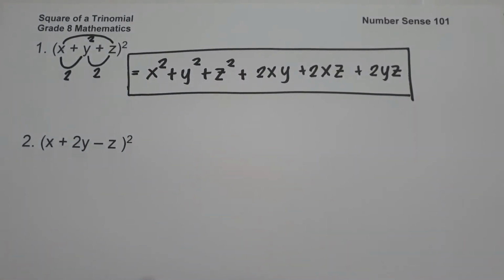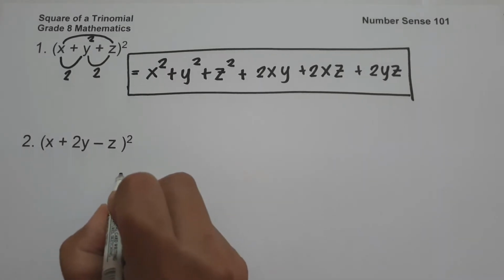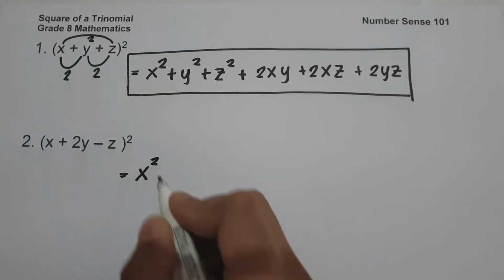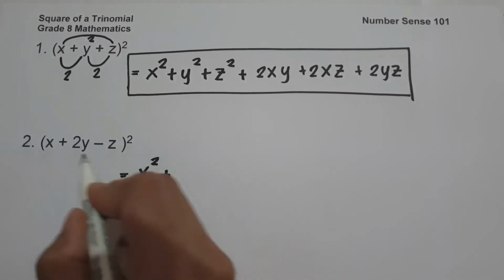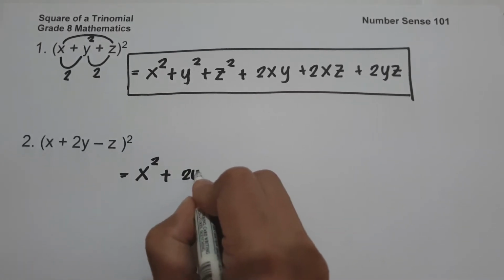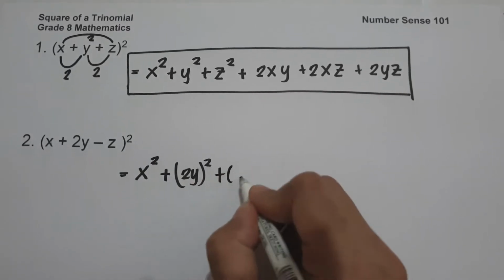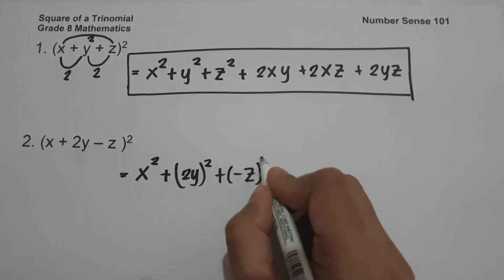On example number 2, we have quantity x plus 2y minus z raised to 2. So just like in example number 1, the first step that we're going to do is to find the sum of the squares of the first, second, and last term. So our first term here is x, so this will be x raised to 2. And then our second term is 2y, so this will be 2y raised to 2. And our last term is negative z raised to 2.